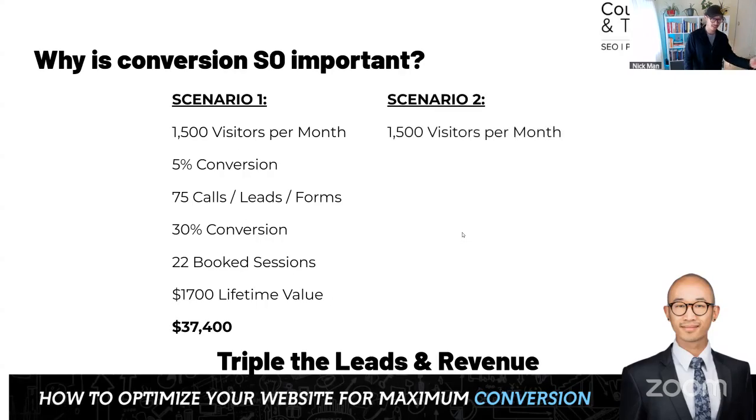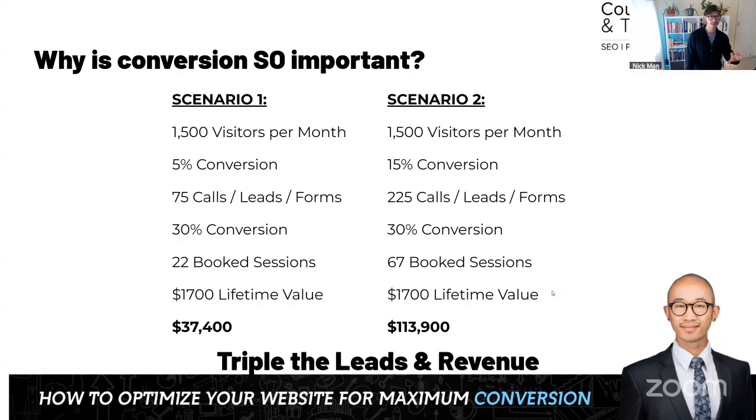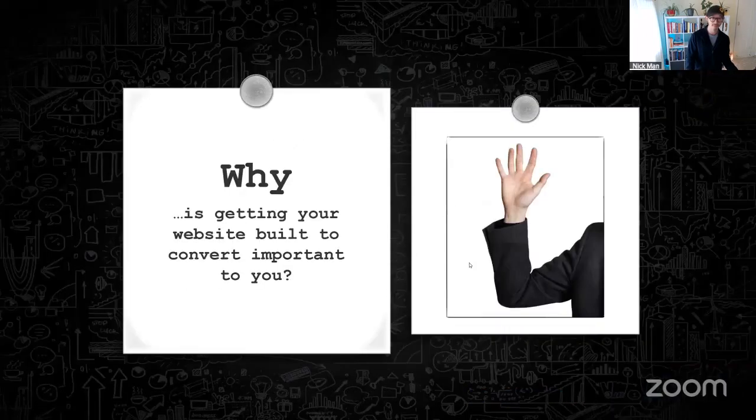And in the second scenario, same math with 1,500 people going to the website. If there's a 15% conversion rate, which means it's optimized more and people feel compelled to reach out to you and book the initial call, there's 225 of those conversions. And if 30% of them actually book into sessions, that's 67. So the $1,700 lifetime value turns into $113,000. And that's why it's so important, because with some tweaks on your website, you can squeeze a lot more juice from the existing traffic that's coming to your website.